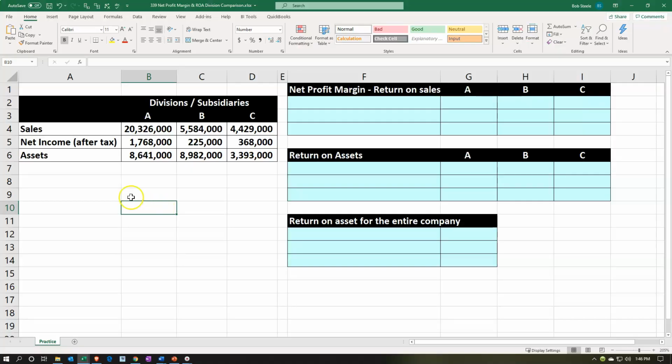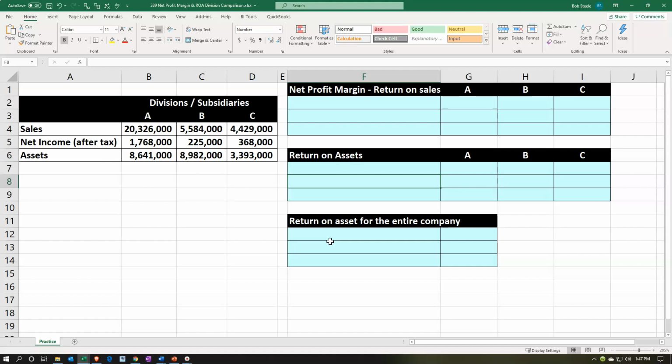Here we are in Excel. We have our information on the left-hand side. We're going to put that into the blue area into our worksheet on the right-hand side, calculating for different divisions or subsidiaries the net profit margin or return on sales, return on assets or ROA, and then the return on assets for the entire company. We'll be doing a comparison within the company now, or within the subsidiaries of the company.